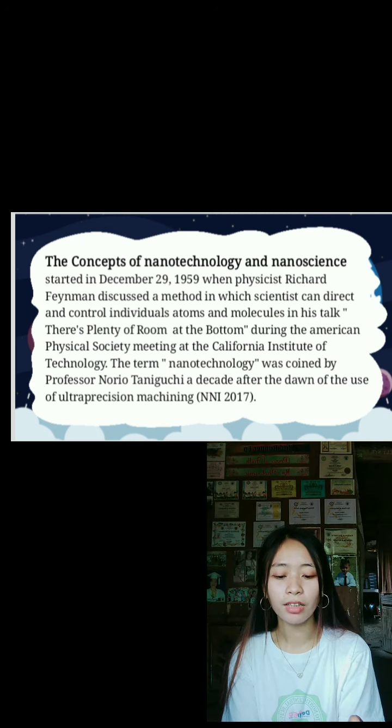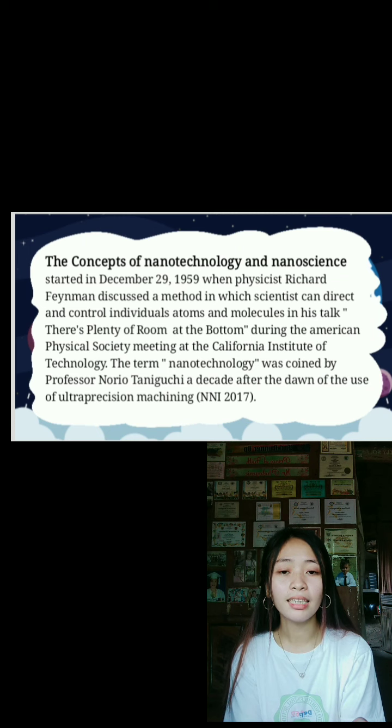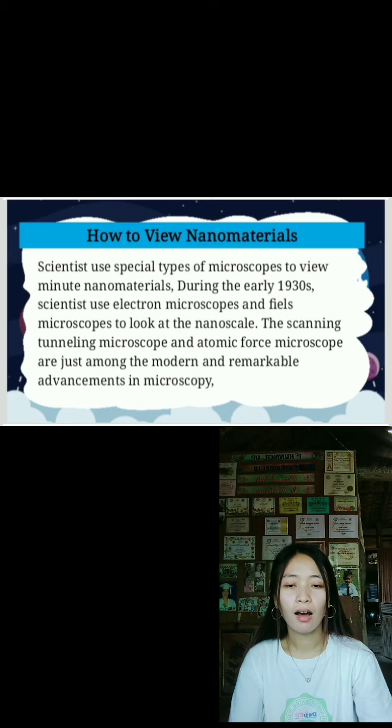The concept of nanotechnology and nanoscience started on December 29, 1959, when physicist Richard Feynman discussed a method in which scientists can direct and control individual atoms and molecules. In his talk, "There's Plenty of Room at the Bottom," during the American Physical Society meeting at the California Institute of Technology, the term nanotechnology was coined by Professor Norio Taniguchi a decade after the dawn of the use of ultra-precision machining of 2017. Okay, so let's move on to how to view nanomaterials.